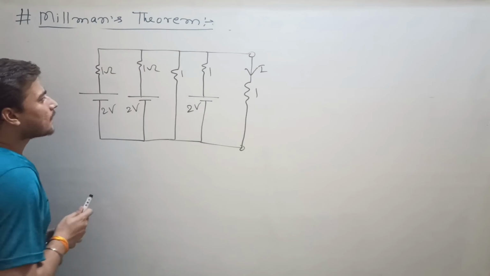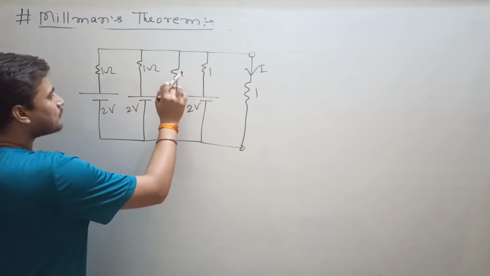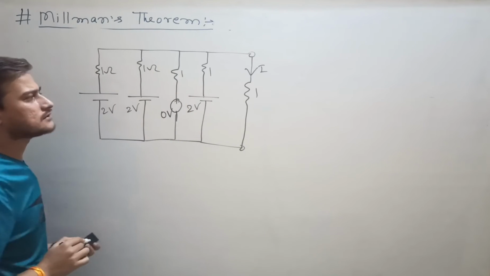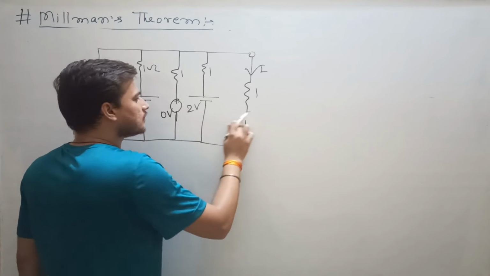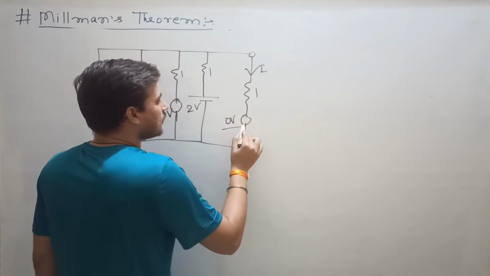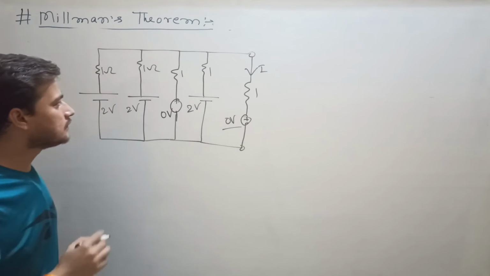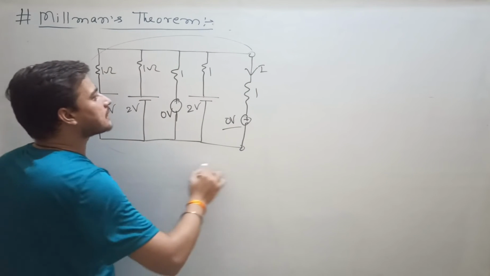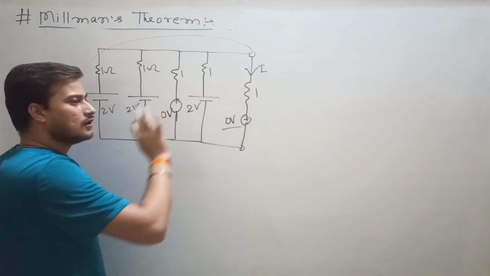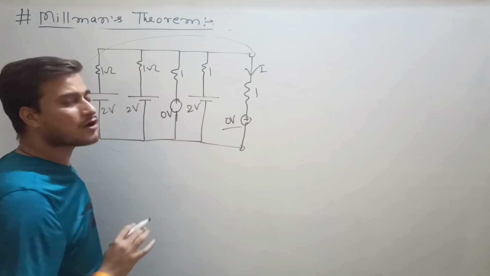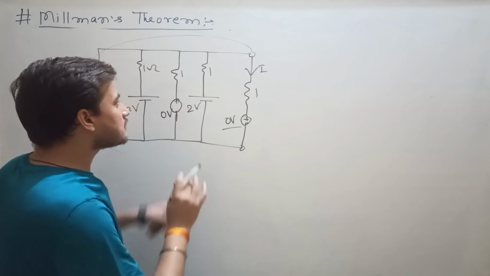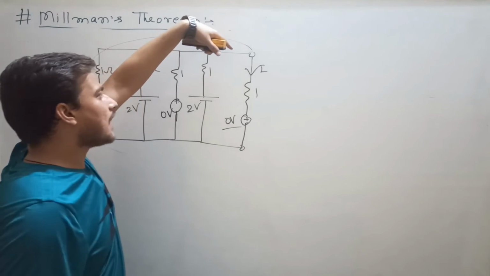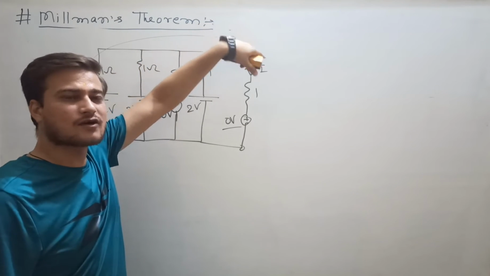What you have to do is assume a voltage source. You will have to assume a voltage source of 0 volt connected across this resistor. Here also you assume there is a voltage source of 0 volt. Here also you assume a voltage source of 0 volt. Now what will you do? If you apply Millman's theorem in the complete circuit, without removing the load, then the voltage you will get will directly be the terminal voltage across this resistor.